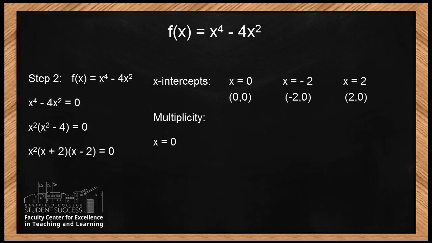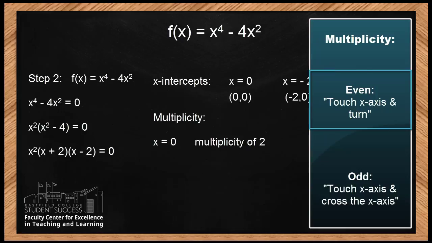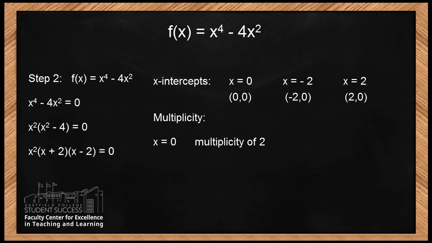To know what type of multiplicity we have, we will go back and look at the factored form of the function and look at the exponent of each and every factor. Look at the exponent on x right here. X is being squared. Our multiplicity is 2. Number 2 is an even number. So we have an even root of multiplicity. The graph will touch and turn.